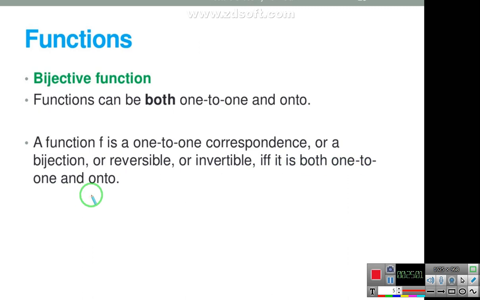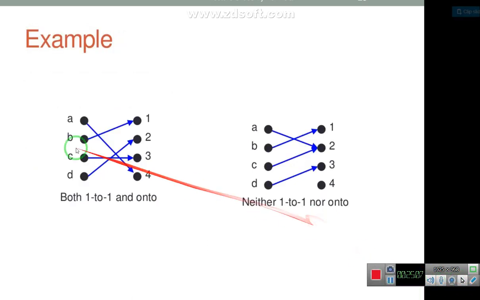So hope you can easily get the bijective function concept. Now this example is both one-to-one and onto, because each and every value has a unique image and all the y values are used. So it is called both one-to-one and onto, and that's called a bijection. If you look at this one, all the values are not used.